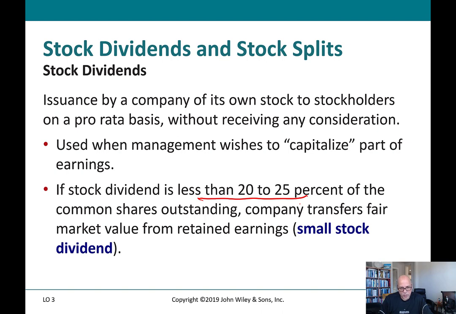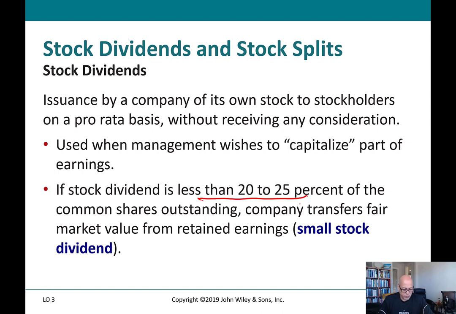And the problems that I'll give you will be clearly over the 25%. If it's a small stock dividend, then we're going to distribute that dividend at the market value of the stock. When we get to the discussion of large in a minute, it's going to be over that 25%, say 30% or something, then it's considered a large stock dividend, and we're going to distribute that at the par value of the stock. We'll look at an example of that in a minute.